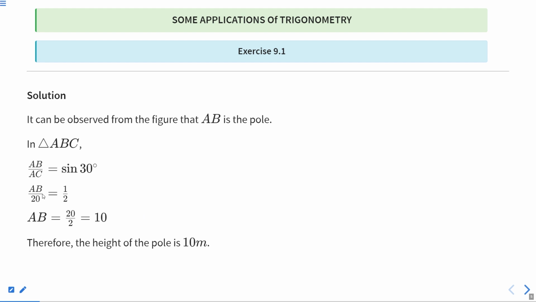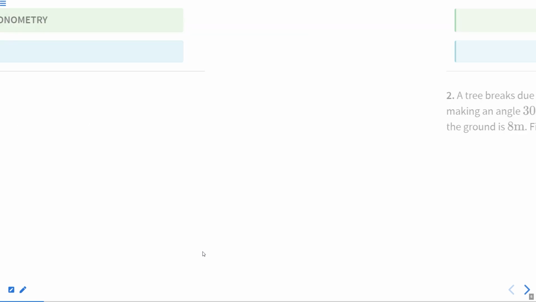So AB by AC is equal to 1 by 2, and we are given the length of the rope, that is AC is equal to 20 meters. So AB by 20 is equal to 1 by 2, and AB is equal to 20 by 2, that is equal to 10. Therefore, the height of the pole is 10 meters. Now let us move to the next question.